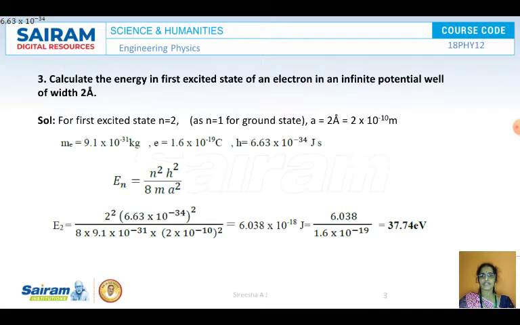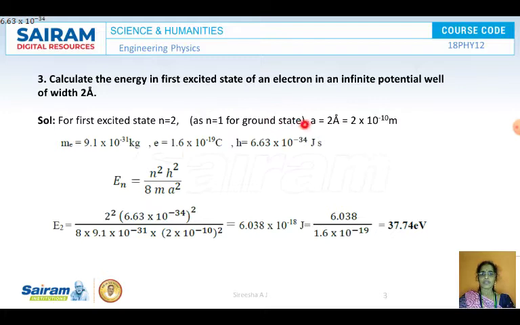Calculate the energy in the first excited state of an electron in an infinite potential well of width 2 angstrom. Here it has been asked for the first excited state. What is the energy in the first excited state? It means n is equal to 2, as n is equal to 1 is the ground state or zero point energy. So for the first excited state, n is equal to 2.